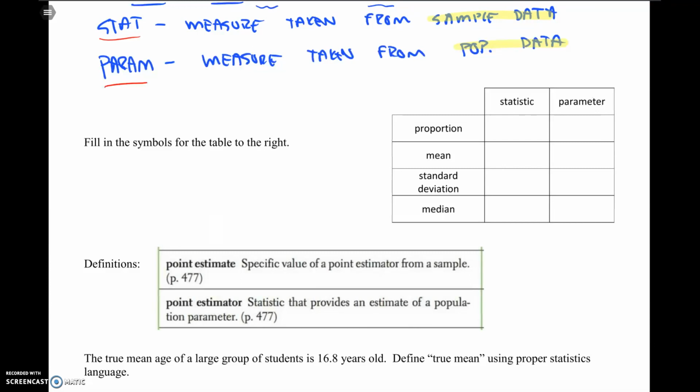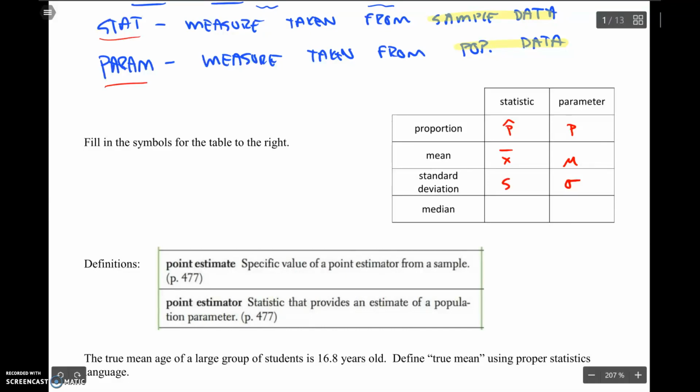This is just review. For proportions, we use p hat. And for the true population parameter, we use p. For the mean, we use x bar for samples and mu for the population. Standard deviation, we use s and sigma. Those are really the only special notations that we have in statistics, or that I know of, that we use.